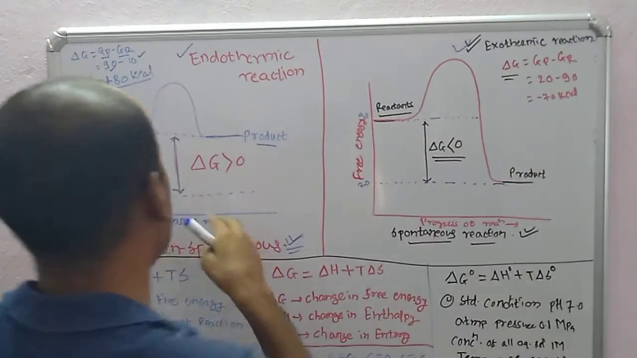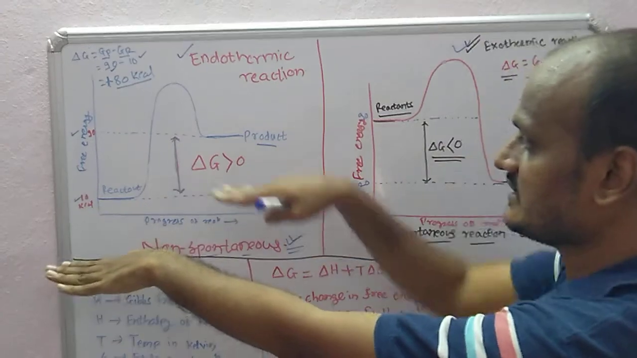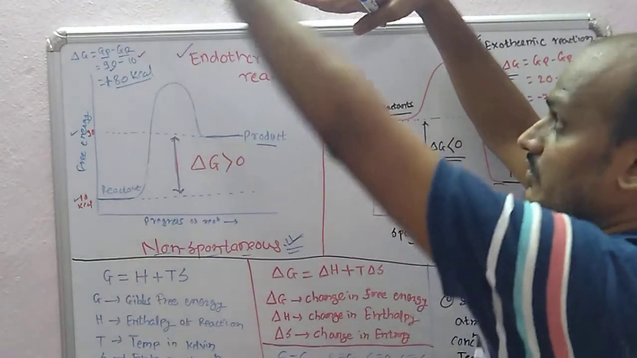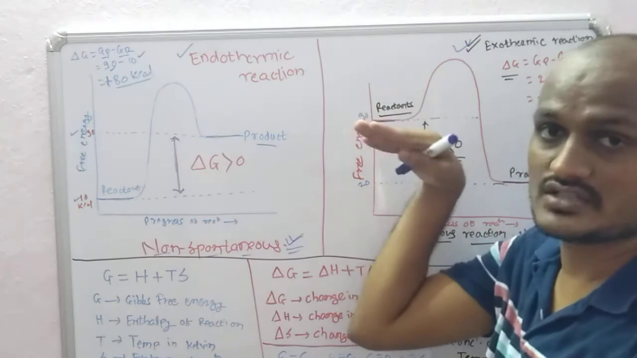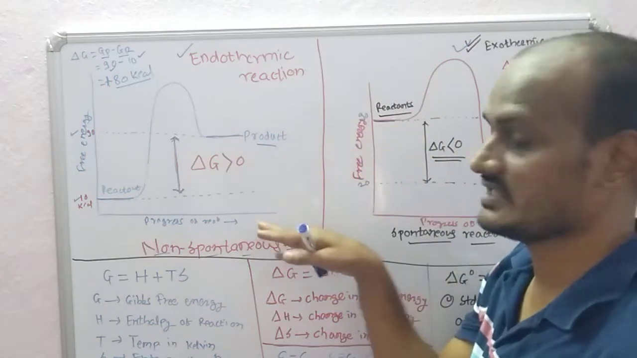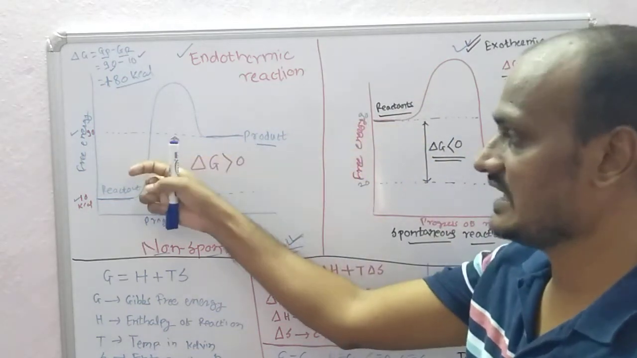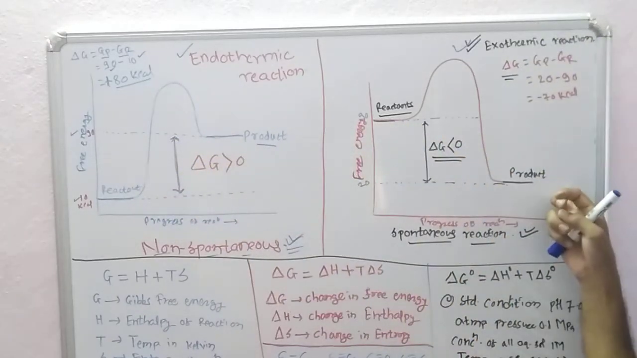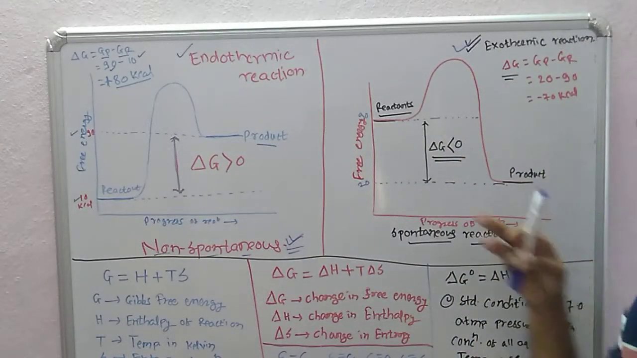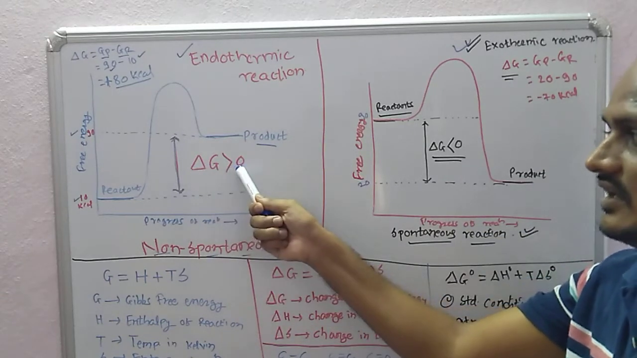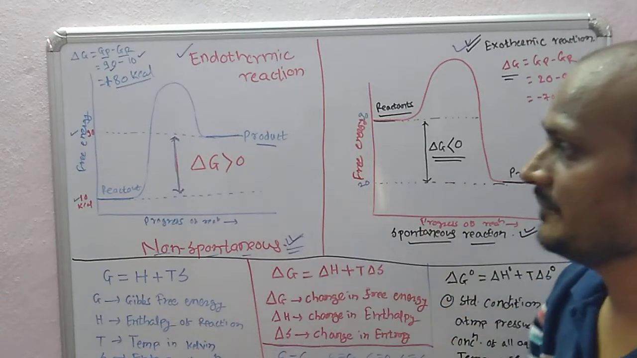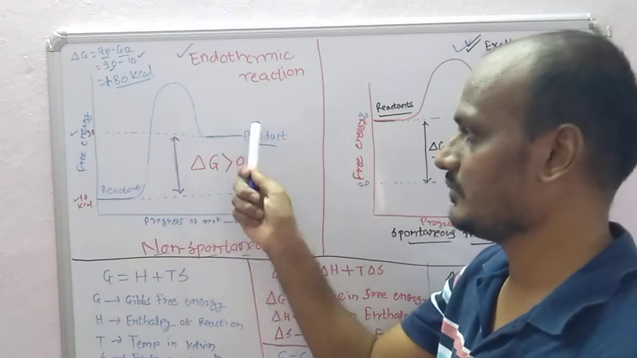But in this case, the reactant has a lower energy and the product has a higher energy. So we have to go like this, and we have to increase our energy. That is an endothermic reaction, which is not a spontaneous reaction. That is why this reaction is non-spontaneous and the other is a spontaneous reaction. An endothermic reaction is non-spontaneous. It has delta G, the energy difference, greater than 0. The reactant energy is lower than the product.